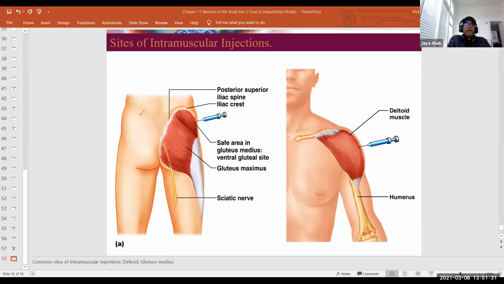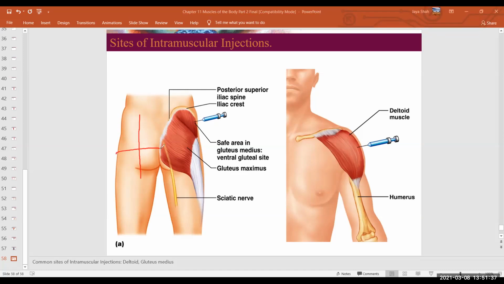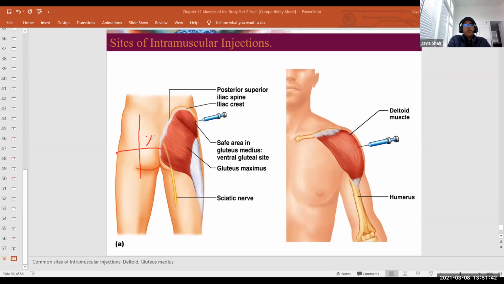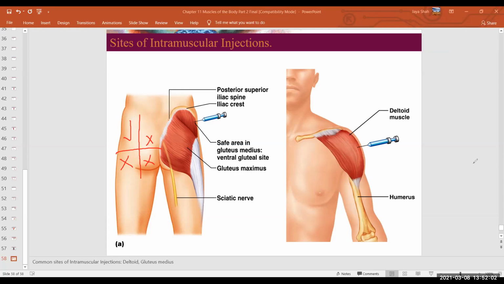So what we do, we divide the butt area into quadrants. And square, quadrant. So you don't give here. Nope. Nope. Pretty much nope here. This is the area where you give injection. Got it? So upper outer quadrant is the location where you can give the intramuscular injection. Okay.